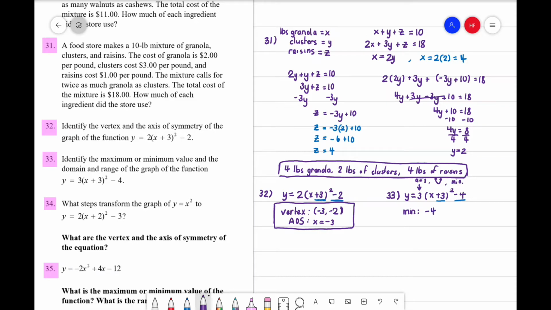And then it says the domain and the range. Domain will never change, -infinity to +infinity. And the range we get from the vertex, so my minimum value goes down to -4, but it's going to go up forever, so my minimum is -4, and it goes up toward +infinity.